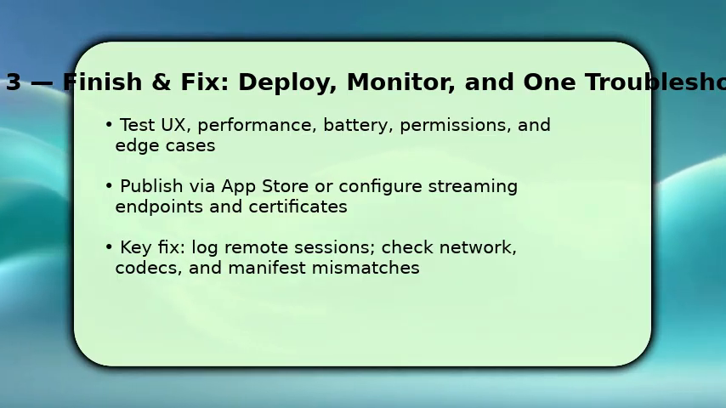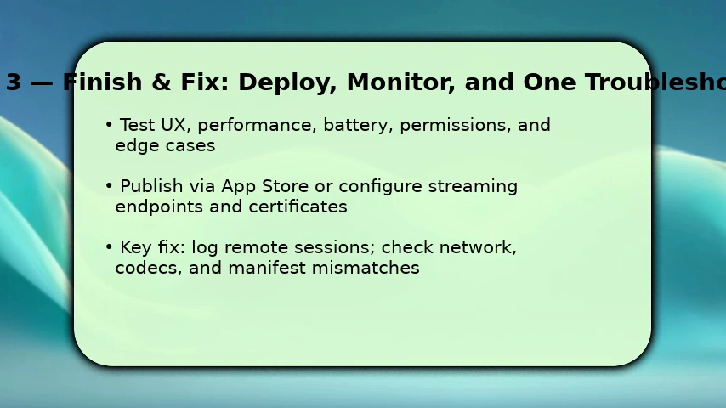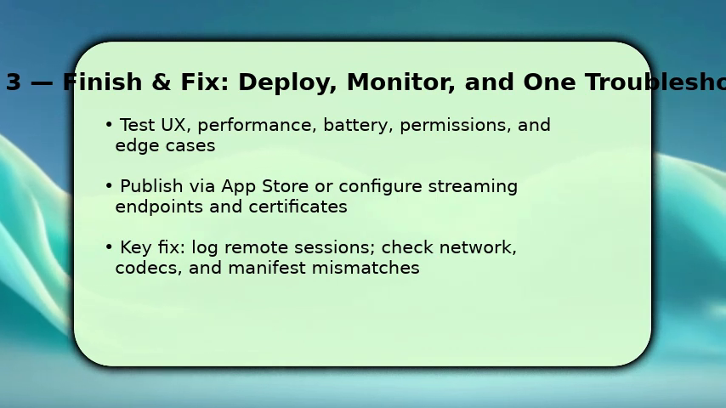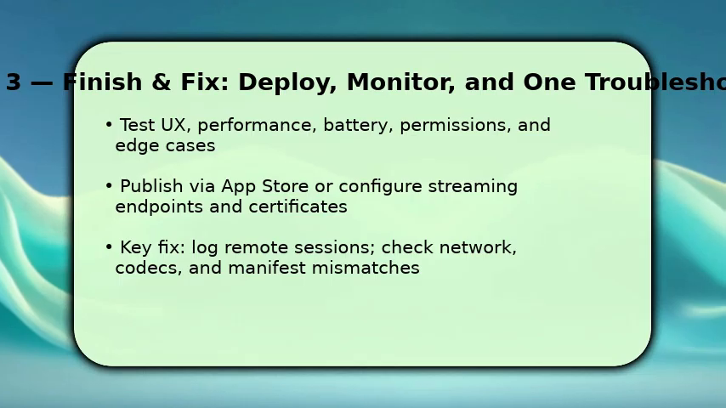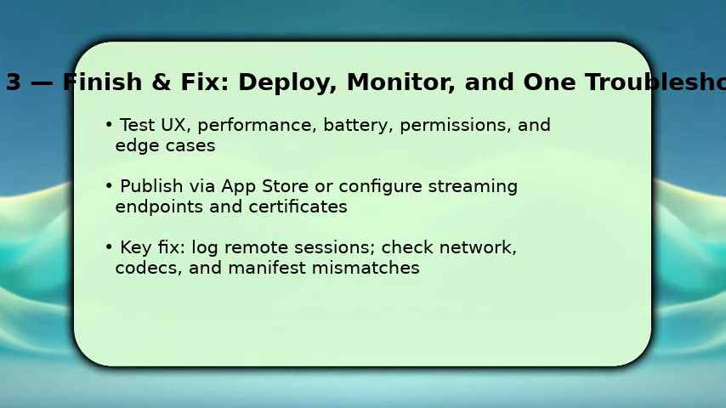If things go wrong, start by reviewing remote session logs, network latency, and codec compatibility. Also confirm manifest and entitlements match iOS expectations. Reproduce failures on a local test rig, then patch the backend or UI mapping. Repeat until production ready. Thanks for watching.